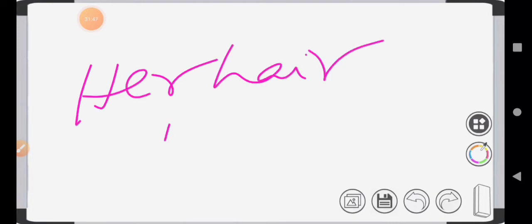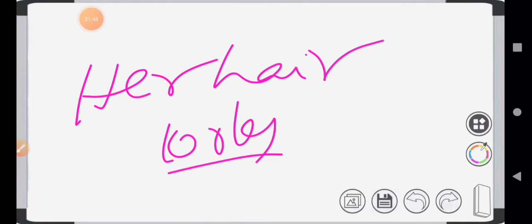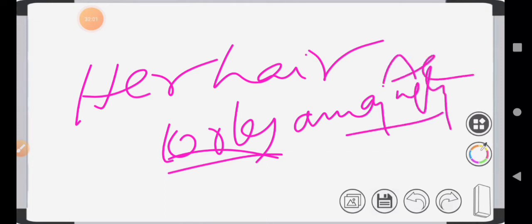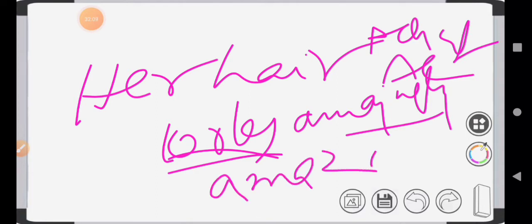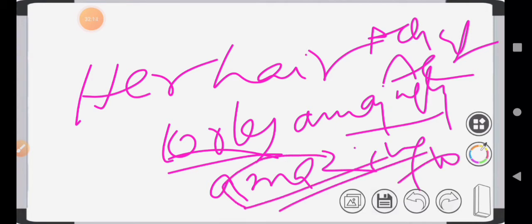For example, her hair looks amazingly. Looks is a linking verb. Some of the linking verbs are there, I will explain. Amazingly is an adverb. This is called adjunct. Her hair looks amazing. Amazing is an adjective. Adjective means it is a complement. This is called adjunct, and this is called complement.